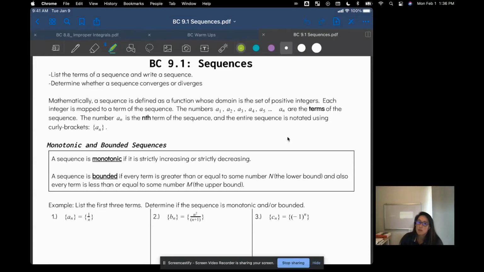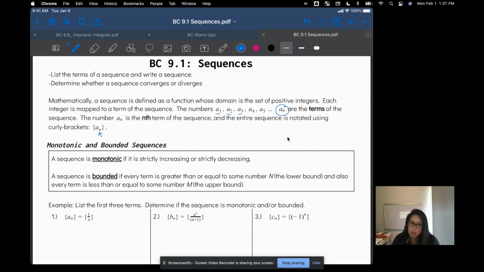We've looked at sequences before, but we're going to look at a little bit more today. So we know that the terms of a sequence are written as a sub 1, a sub 2, a sub 3, a sub 4, and our nth term is going to be written as a sub n. The nth term of the entire sequence is notated with curly brackets normally. So the curly bracket a sub n means the nth term of the sequence.